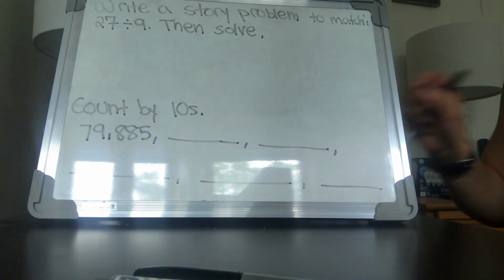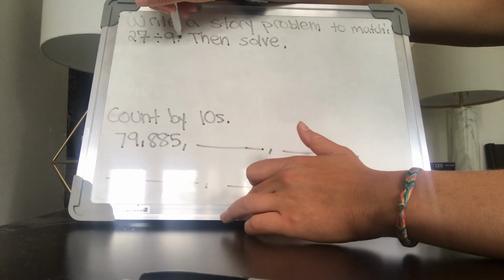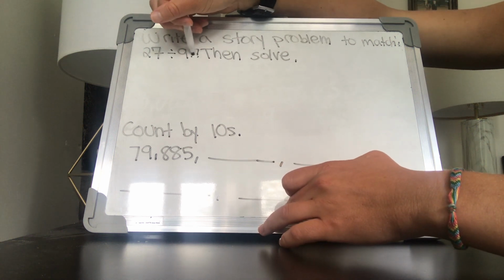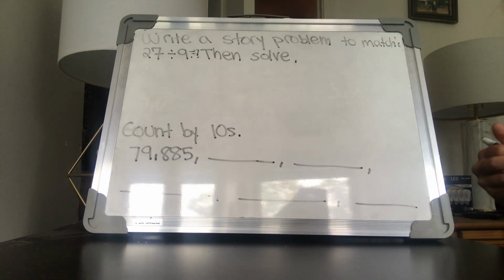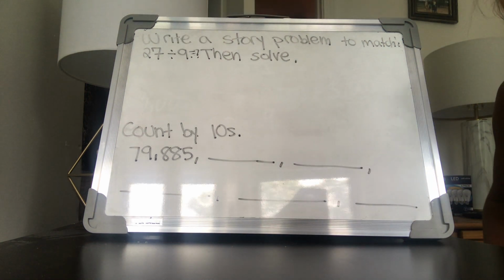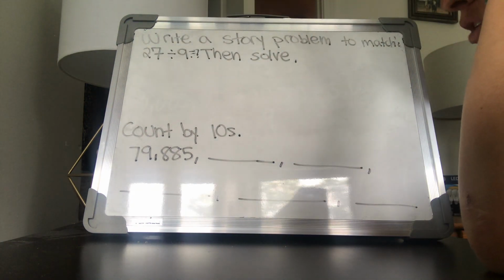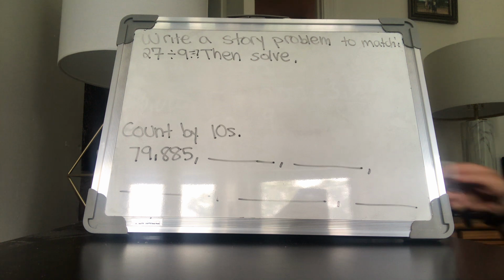All right. This says to write a story problem to match 27 divided by 9 equals question mark, then solve. So go ahead, you need to come up with a story problem with 27 divided by 9 equals question mark, and then you can go ahead and solve it. So before you begin, make sure that you know which one is your total and which number is your part. Then you can write a story problem about it, and then we will compare and you can solve. Take about 2 minutes for this one.